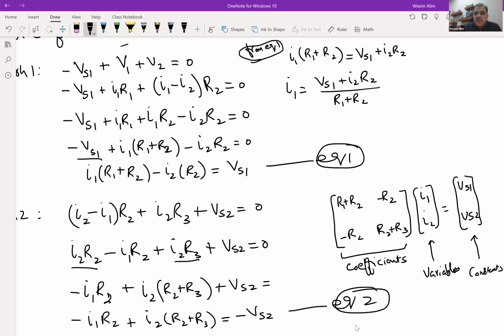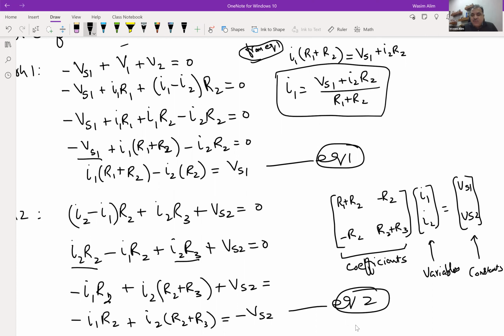Okay, so now you have I1 written in terms of I2, because this value VS1 is going to be known. The R1, R2 are also going to be known. So the only unknown that you will have will be I sub 2. And you take this value and plug it into equation number 2, and then you can solve for the unknown value, so the I2 can be calculated.